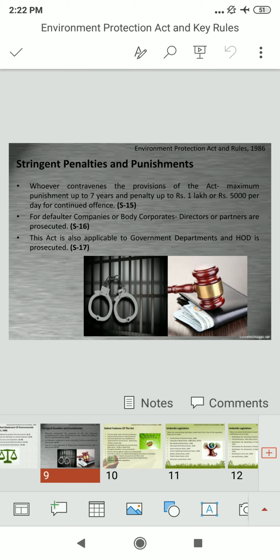Stringent penalties and punishments, whoever contravenes the provisions of the act, maximum punishment up to 7 years and penalty up to 1 lakh or 5,000 per day for continuing offense. म्हणजे जर असं काही जर आढळून आलं तर 7 वर्षापर्यंत त्याला पेनल्टी होऊ शकते.